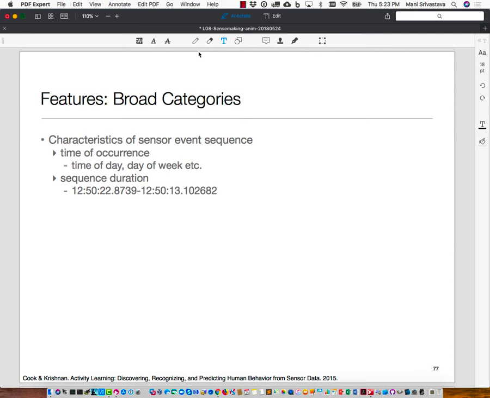Another one is sequence duration, which is how long that activity lasted. Certain activities are longer in time, certain activities are shorter. If the activity being reported is, let's say, jogging, we jog a lot less than we might lie down in bed, for example. So the duration of the activity plays a role. These are features, as you might imagine, for the whole sequence.